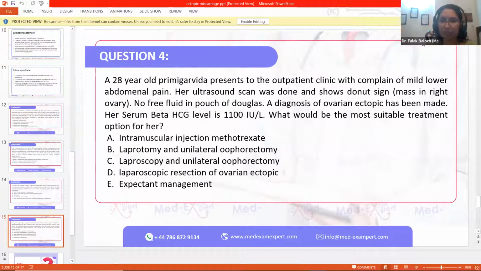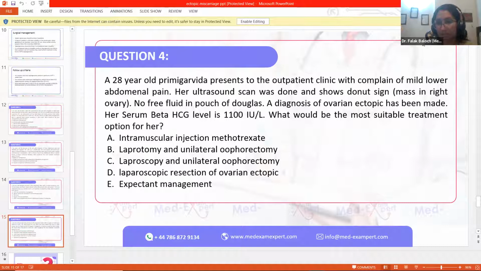A 28-year-old primary gravida presents to the outpatient clinic with complaint of mild lower abdominal pain. Her ultrasound scan was done and shows a donut sign, a mass in the right ovary, no free fluid in the pouch of Douglas. A diagnosis of ovarian ectopic has been made. Her serum beta HCG level is 1100 international units per liter. What would be the most suitable treatment option for her?